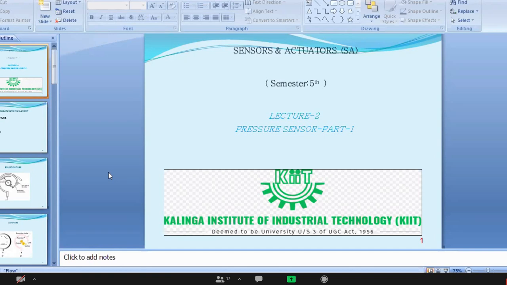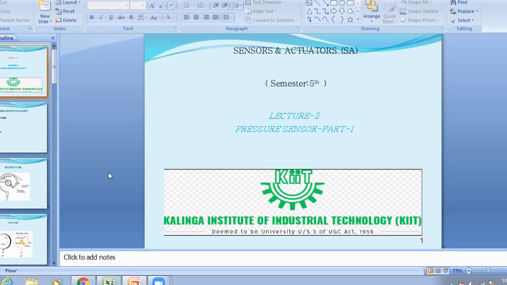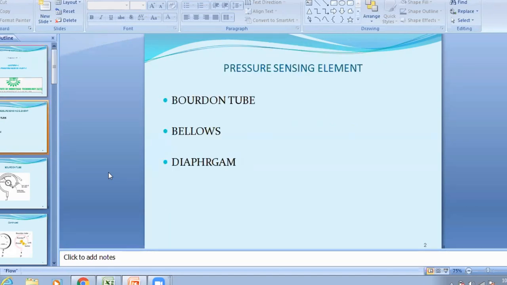In a pipe or in a container, there are low pressure measurements, possibly high and medium pressure, everything, right? So first, part one: basically there are three pressure sensing elements. First is the Bourdon tube, second is the bellows, and third is the diaphragm, right?